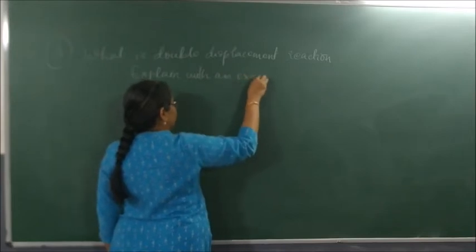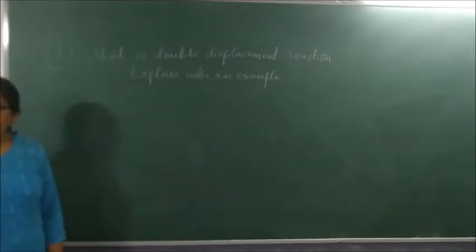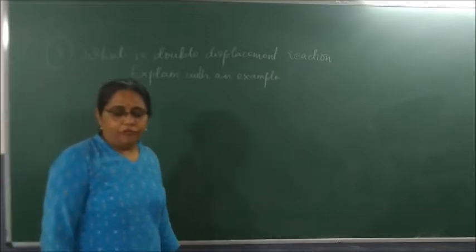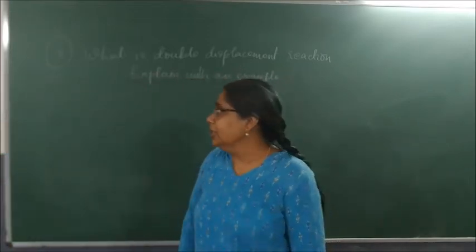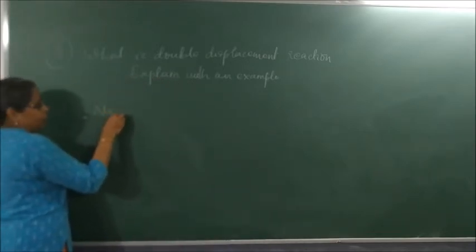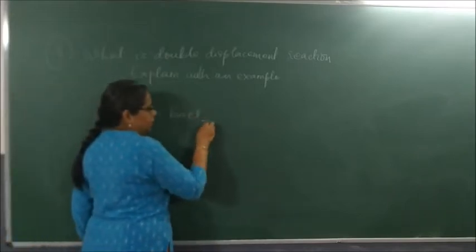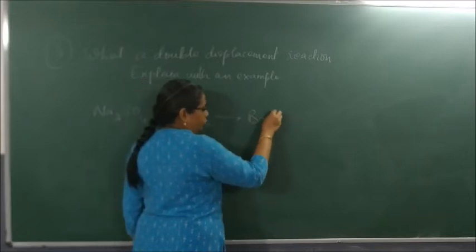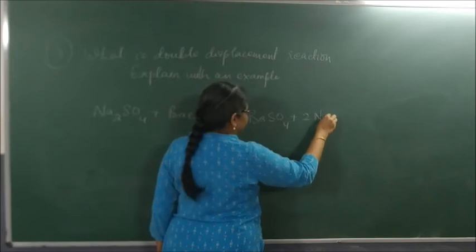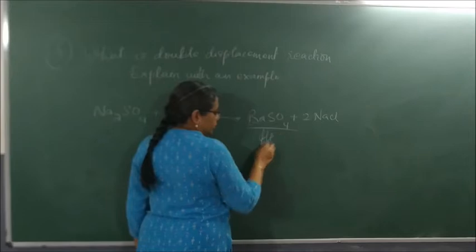Okay, all of us know what is double displacement reaction. A reaction in which there is exchange of ions is called double displacement reaction. The most common example all of us study is Na2SO4 plus BaCl2 gives BaSO4, which is a white curdy precipitate, plus 2NaCl. This barium sulfate is a precipitate which is white in color.